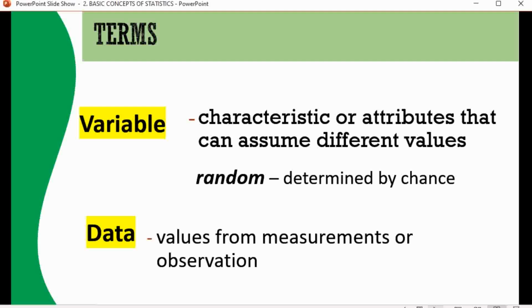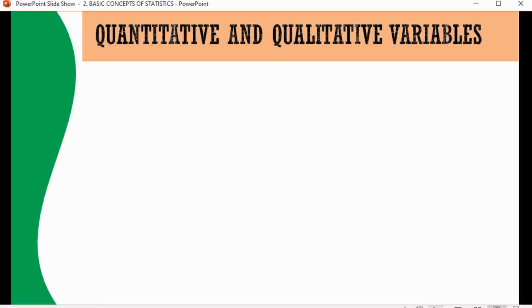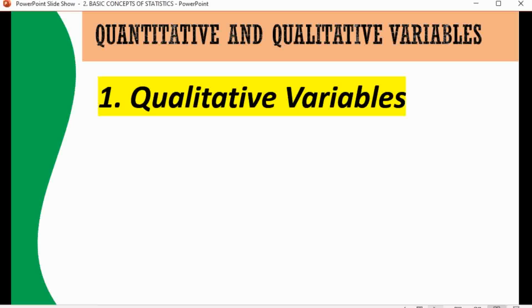Data, on the other hand, is the numerical representations, not always numerical, but the values you incorporate into your variable. So a variable may be represented as data once it is measured or observed. These could be represented using words or numbers. Another term here is quantitative versus qualitative variables. So first, qualitative variables.